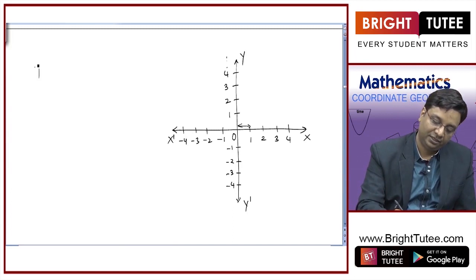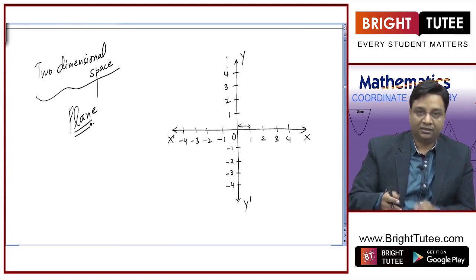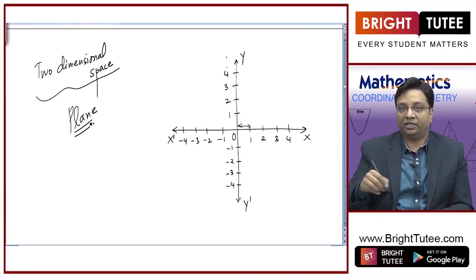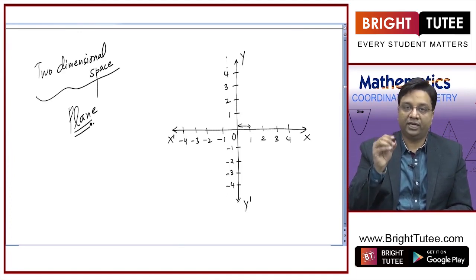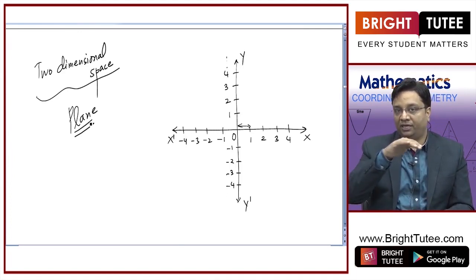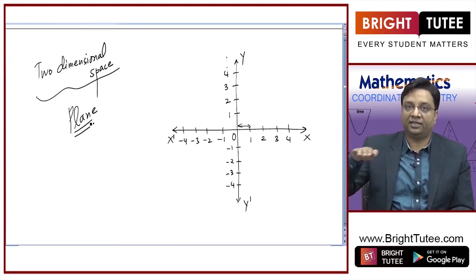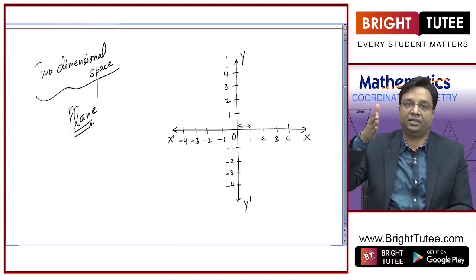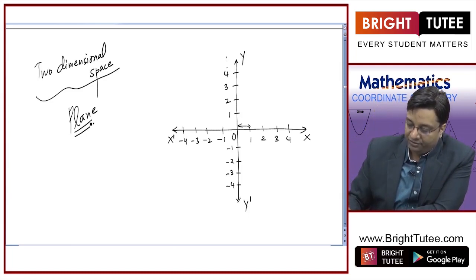When I am saying two-dimensional space, I mean plane. What is a plane? The paper or the notebook that you are writing on, the piece of paper, that is two-dimensional space, right? If you want to locate a point, you just need one dimension in the horizontal direction and one in the vertical direction, right? All right. So this is how we will divide it.